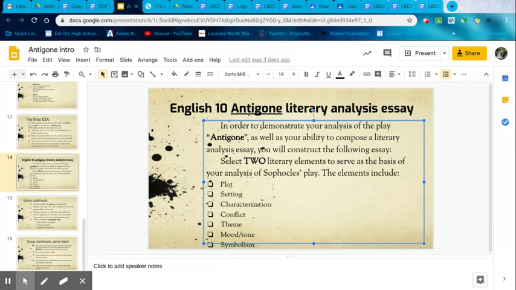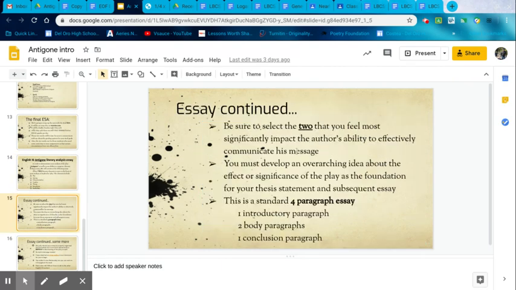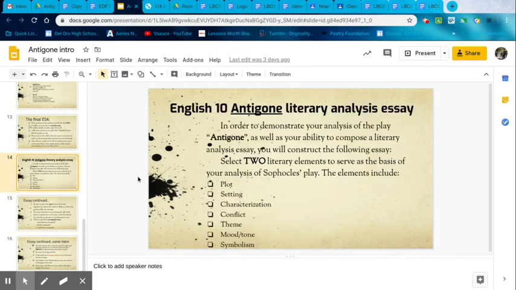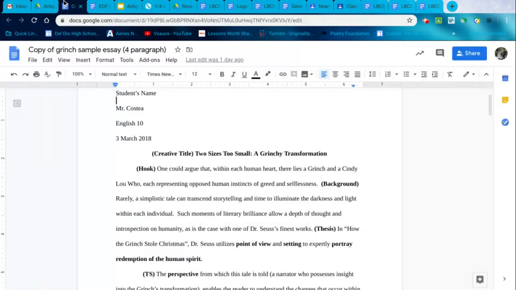What I mean by to what end is that it's going to answer this question: the overarching idea about the effect or significance of the play. So when you're choosing plot and characterization, or conflict and symbolism, you have to see that these things eventually lead to what? They lead to us understanding the play in what way?